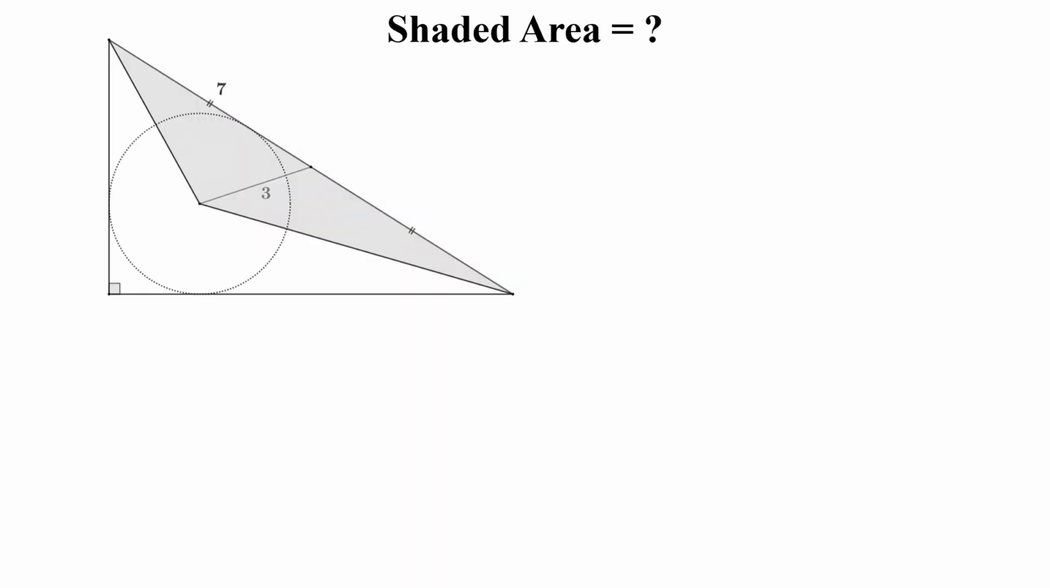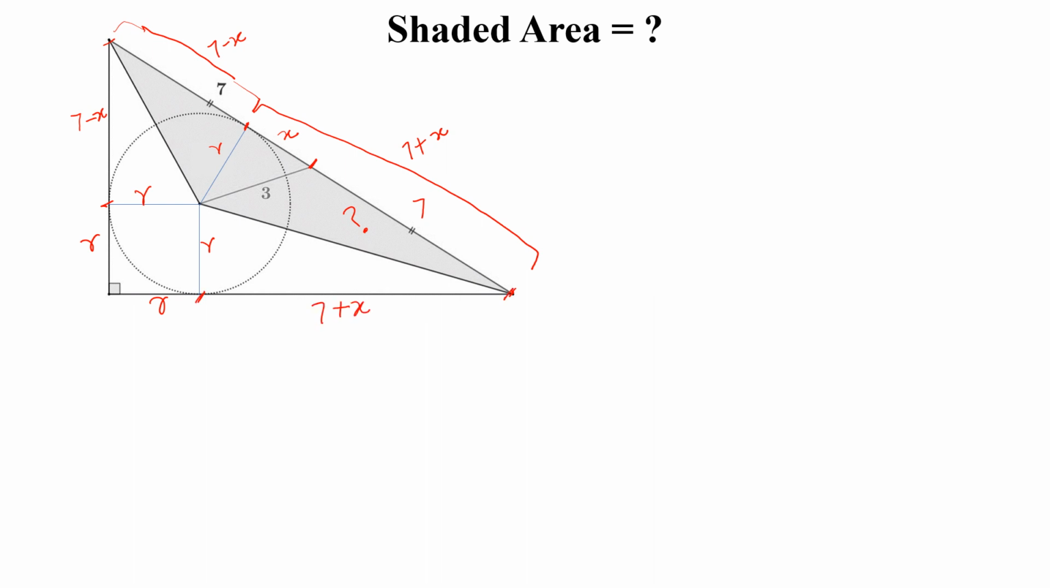The question is how to calculate the shaded area in this figure. Let this be the radius of the circle. Let this be R, this is also R, and this is also R. Let this length from here to here be X, and from here to here this is 7. These two lengths are equal. Now from here to here this is 7 plus X, and from here to here this is 7 minus X. So this will also be 7 minus X up to here. This is R, this is also R, and from here to here this is 7 plus X.